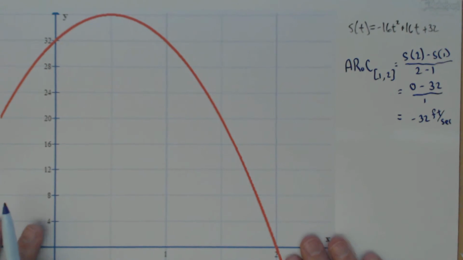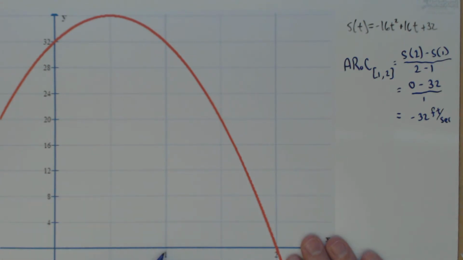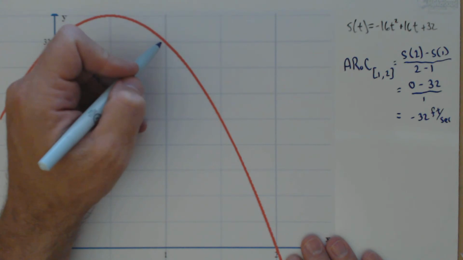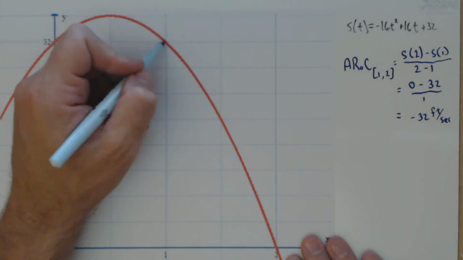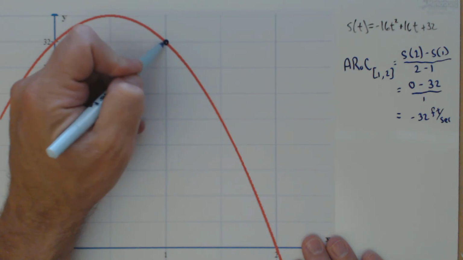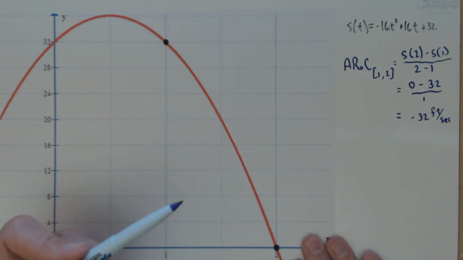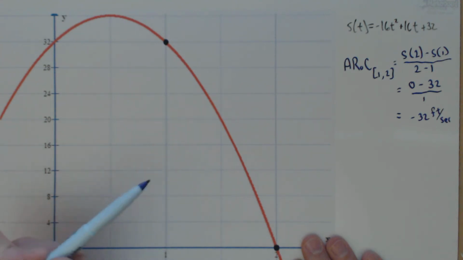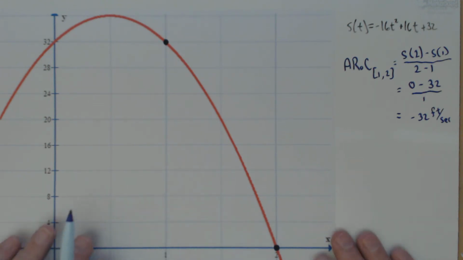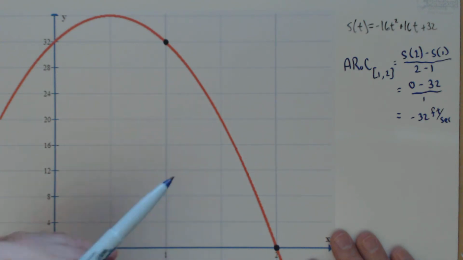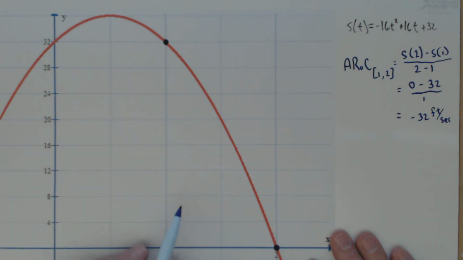Now, in case you're wondering why it's negative, well, let's look at what's going on. At 1, we are right here. We're 32 feet in the air. At 2, we're right here, 0 feet in the air. And we can see that there's a negative slope. Our height is decreasing, so our function value is decreasing. So our average rate of change should be negative between 1 and 2. So on average, our balloon is descending at a rate of about negative 32 feet per second between 1 and 2 seconds.